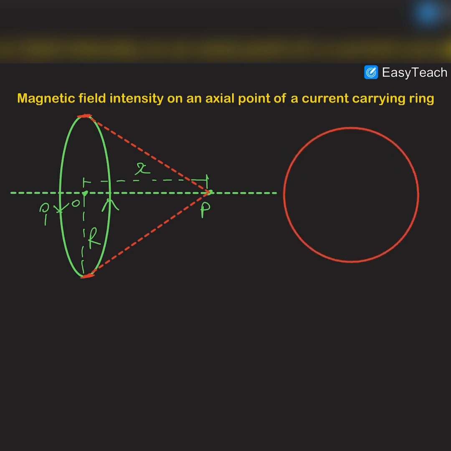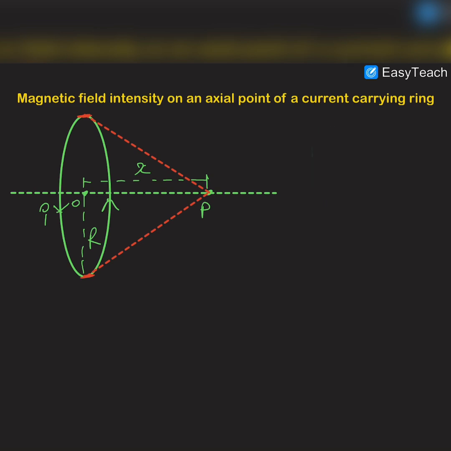If I draw the front view of the ring, and if I draw the element dl on this ring like that, and if I draw the r vector which is coming out of the plane, so you can imagine that this r vector will be perpendicular to this dl. Okay, so this is a simple thing which we can imagine, and this will be the dl vector and this will be the r vector. So they both will be perpendicular to each other.